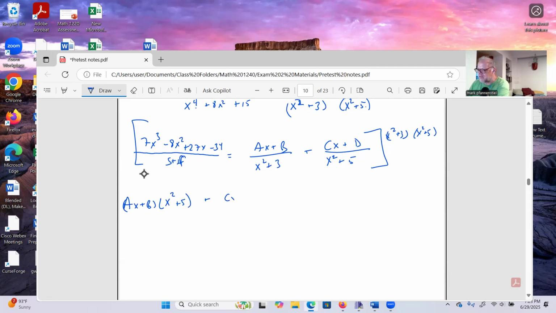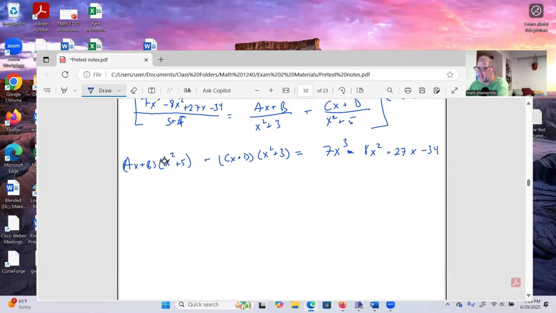Okay, we have a plus cx plus d, and we have x squared plus 3 here, and the x squared plus 5 cancel, equals, and then we have 7x cubed minus 8x squared plus 27x minus 34. And let's see where this goes.